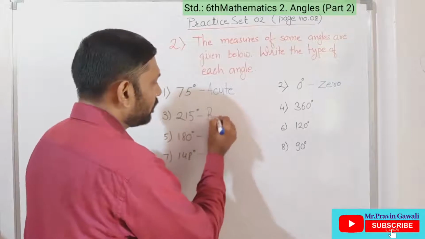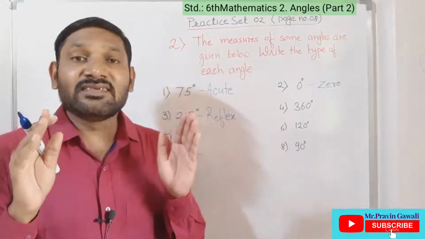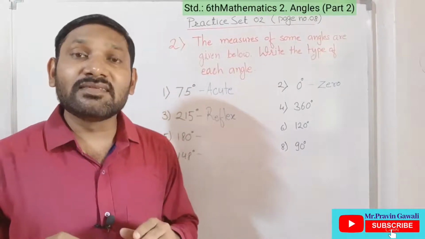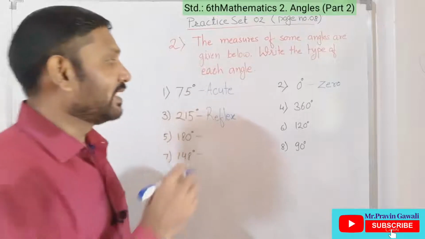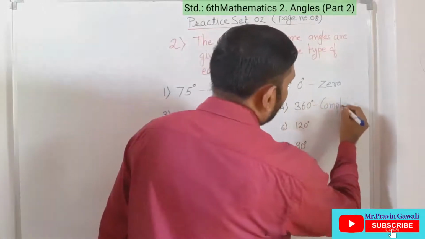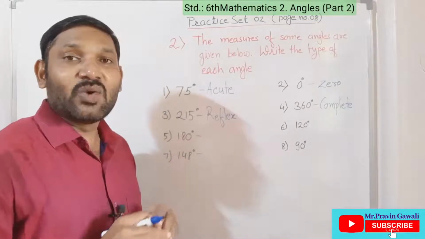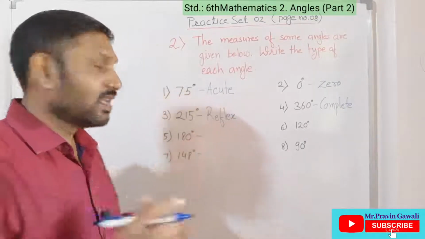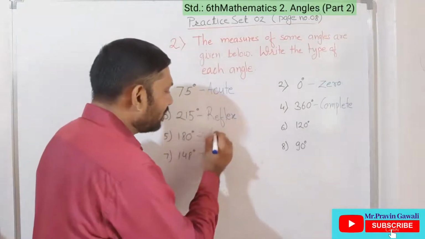Okay student, reflex angle. The fourth one, 360 degrees. Okay student, it completes the turn of angle, so it is complete angle. Now see the fifth one, 180 degrees. You know students, 180 degree, it is a straight line. So it is called as straight angle.